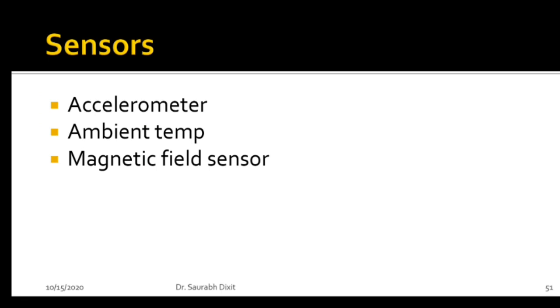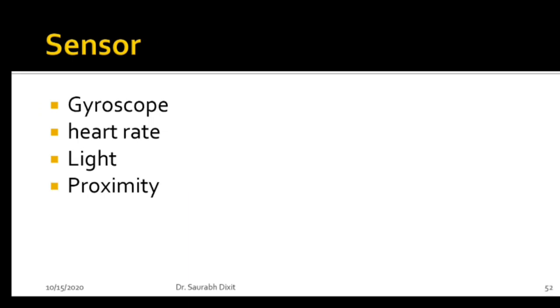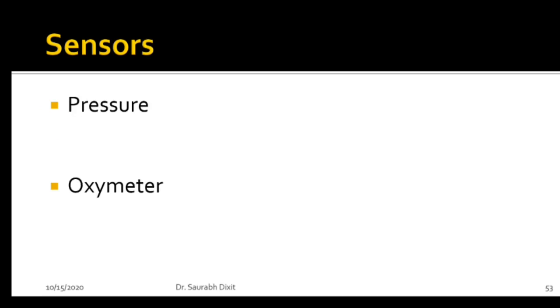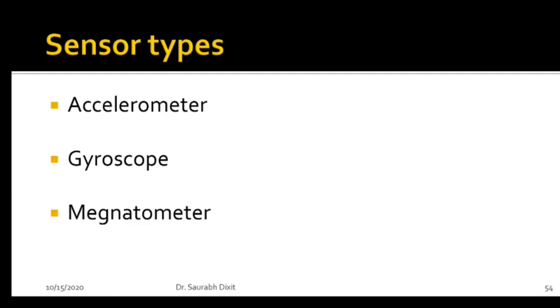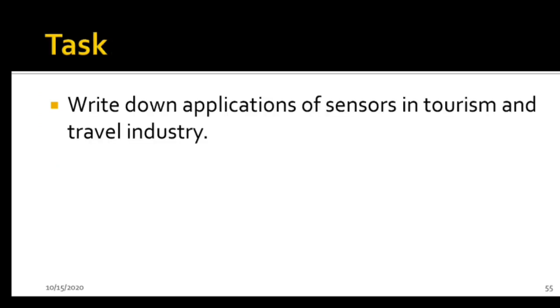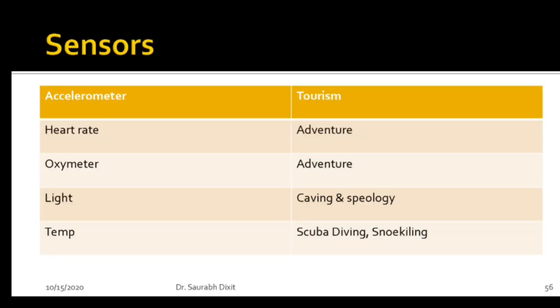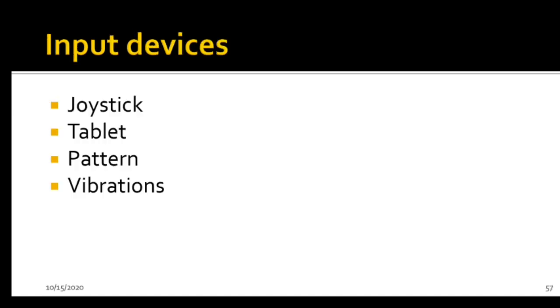Now let us come to sensors. Accelerometer, ambient temperature and magnetic field sensors are three basic types of sensors, but there are many sensors you can see in your mobile phone. These sensors are gyroscope, heart rate, light and proximity. You can also check pressure, and an oximeter is also available with the help of sensors. Accelerometer, gyroscope and magnetometer, as I told you, are the three basic types. So now you have to write applications of sensors in the tourism and travel industry. Here in this device you can find out applications of sensors in our tourism and travel industry.